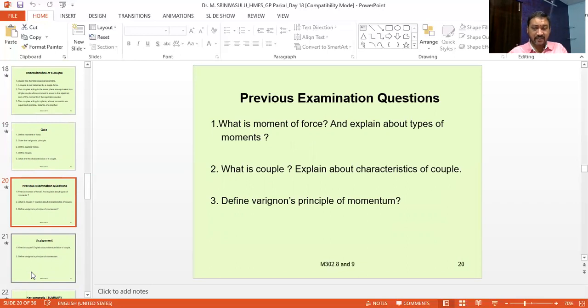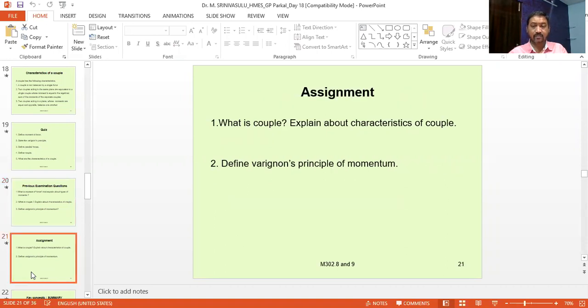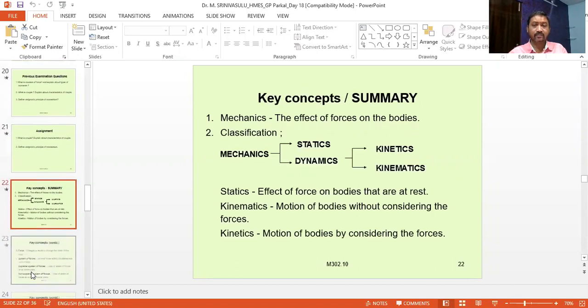What is the moment of force, and explain about the types of moments. What is a couple? Explain about the characteristics of a couple. Define Varignon's principle of moments. And in the assignment also we can solve some problems like this.